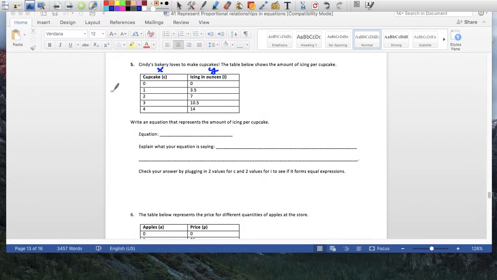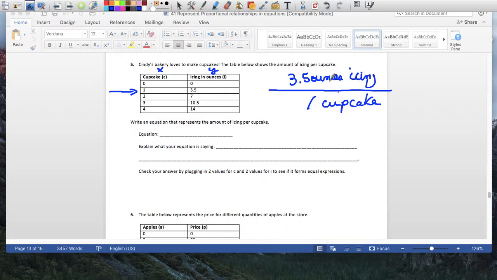Now, I want to look at the unit rate. The unit rate is what happens when there is 1, in this case, 1 cupcake. So they use 3.5 ounces of icing. So if I were to write this as a fraction, 3.5 ounces of icing for 1 cupcake. And there's my unit rate, right? So if that's my unit rate, what's k? k, obviously, is this guy right here, 3.5. So if I were to write my equation, it'd be y equals 3.5x.